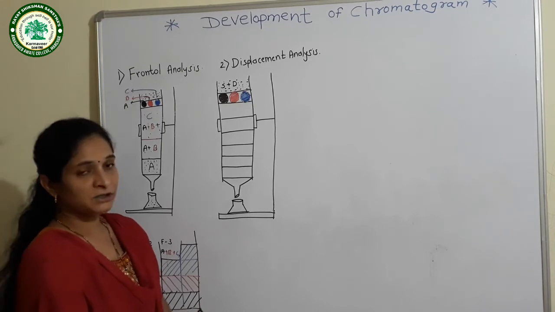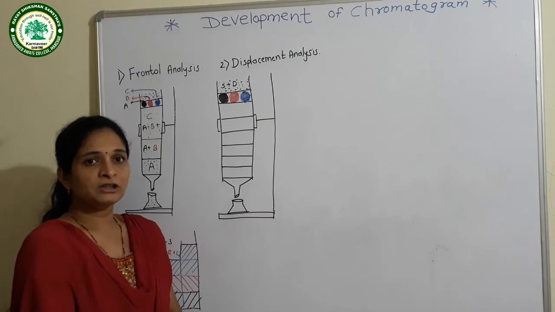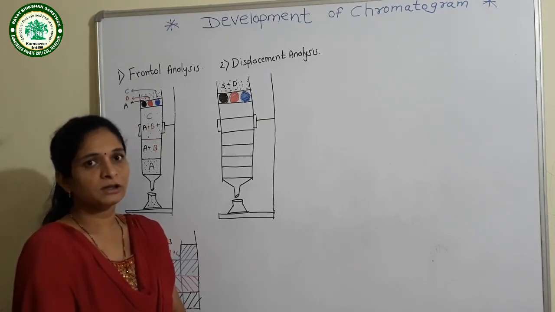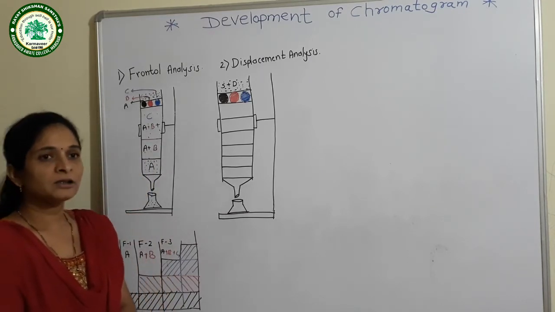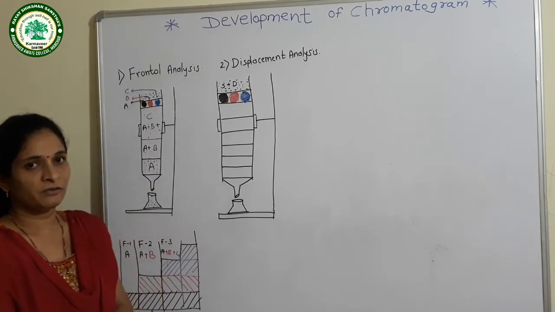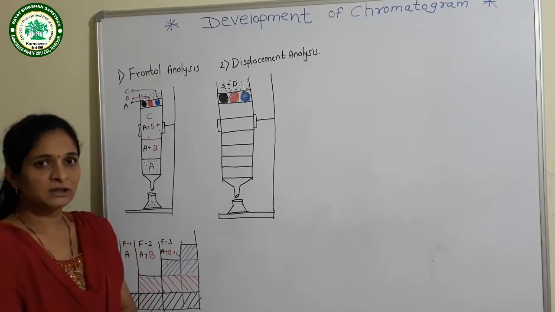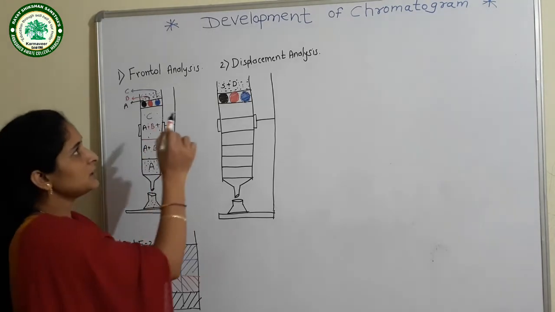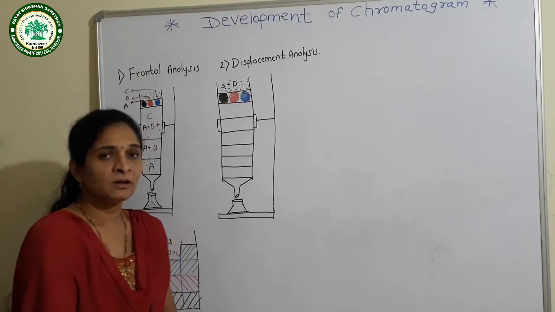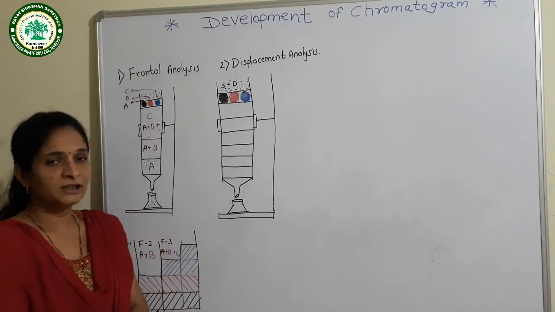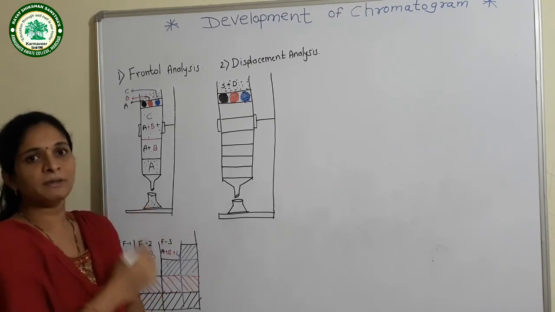The displacing agent displaces the components from the mixture which are strongly adsorbed on the stationary phase. Some of the components from the mixture are strongly adsorbed on the stationary phase. They cannot be easily separated. For separation of these components from the mixture, the displacing agents are used. Why are these displacing agents used? Because these displacing agents have higher affinity than the components of the mixture.